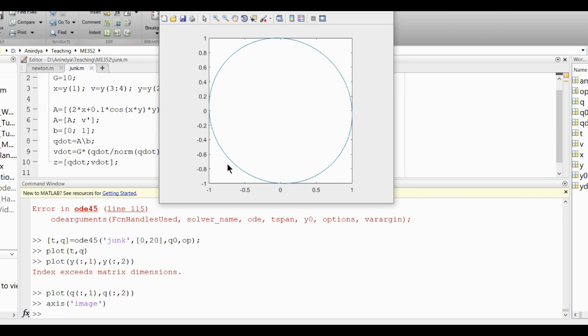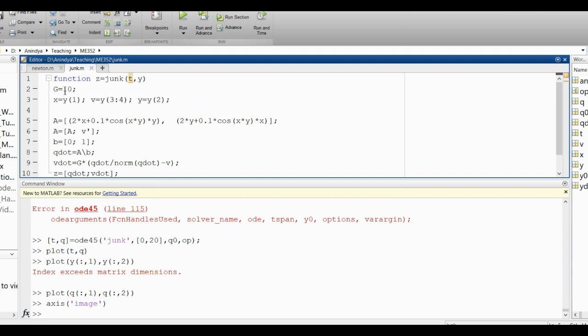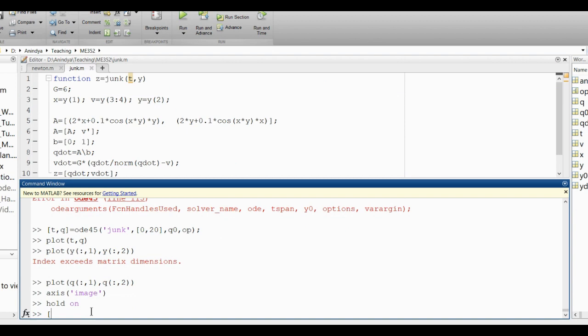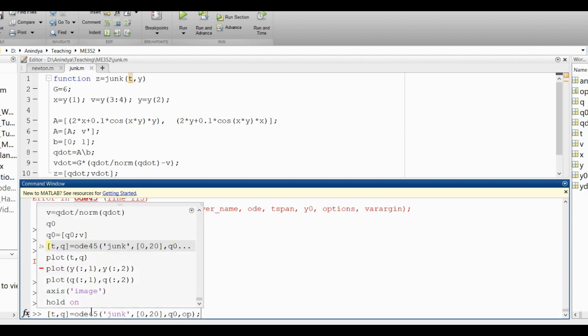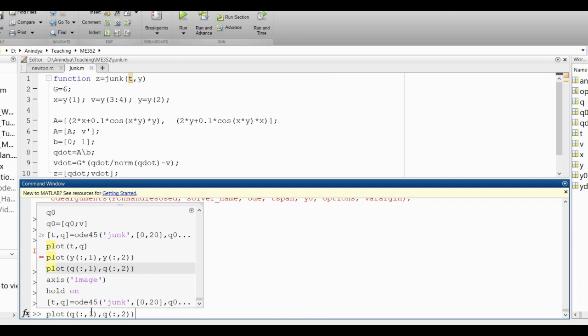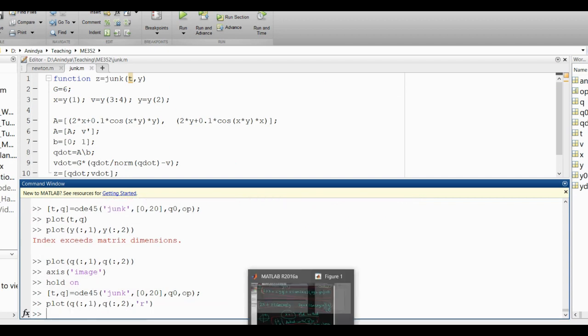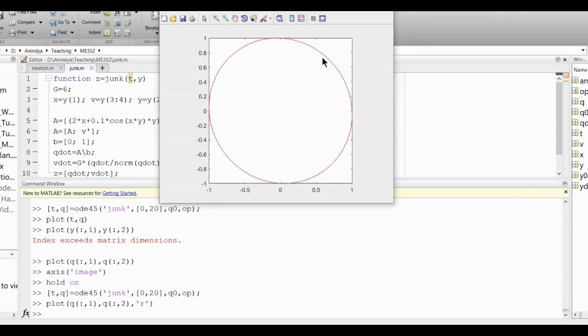Now the question is, what was the importance of this value gain, g? It does not have much importance. For example, if I make it 6 and then I say hold on, and then I do the same solution, and then I plot this curve again, only this time I plot it in red, you will see that it is the same curve. There is just no difference. I can zoom in over here endlessly, no problem.